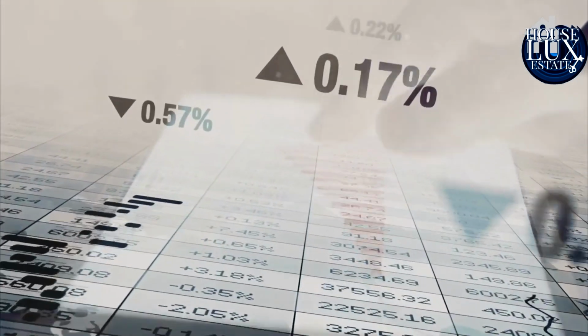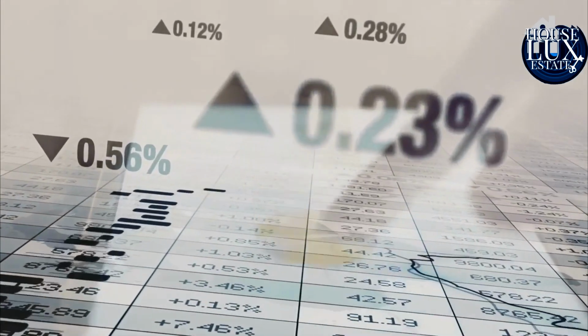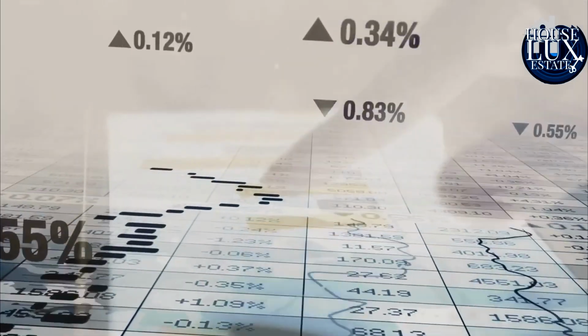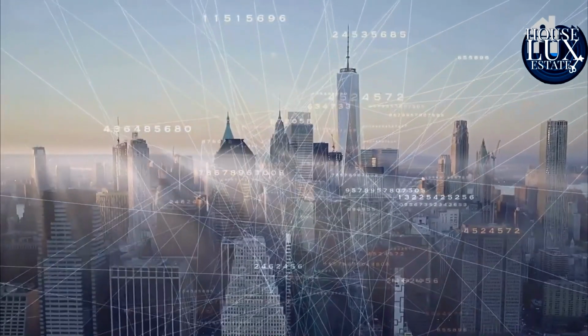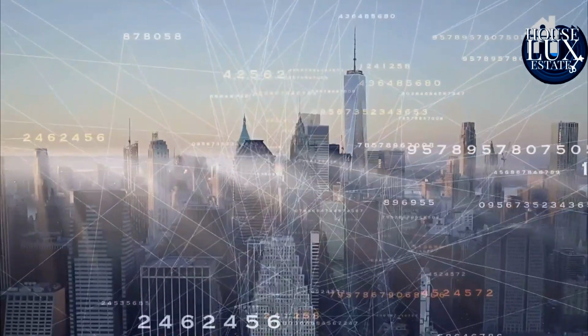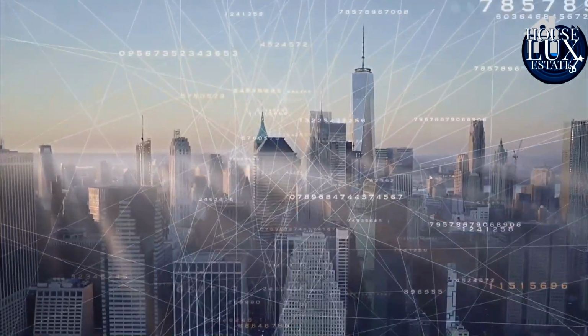To make matters more complicated, the stock market is a massive ocean of data. Every minute, countless transactions take place, each generating its own data point. Manually sifting through this ocean to identify trends is akin to finding a needle in a haystack. It's not only time-consuming, but also prone to human error and bias.